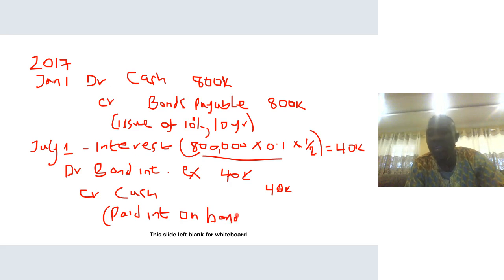So we have already determined that at the end of every 6 months, the interest to be paid on this par value bond will be 40,000 shillings. So that is the second entry. The other entry that we will be making will be at the end of 31st December 2017. At the end of the year, the accrued interest will also be recognized in the same manner.